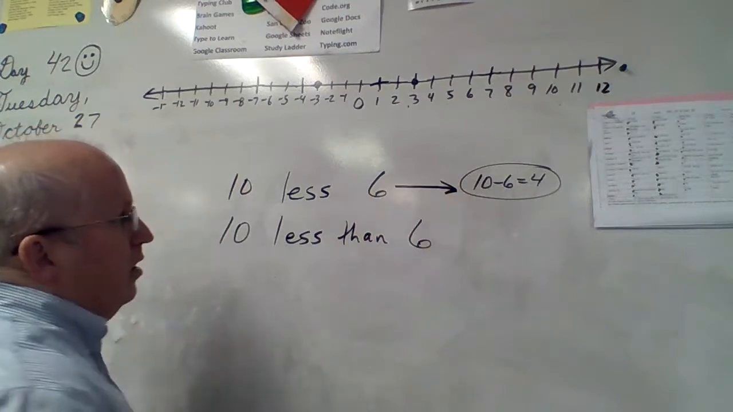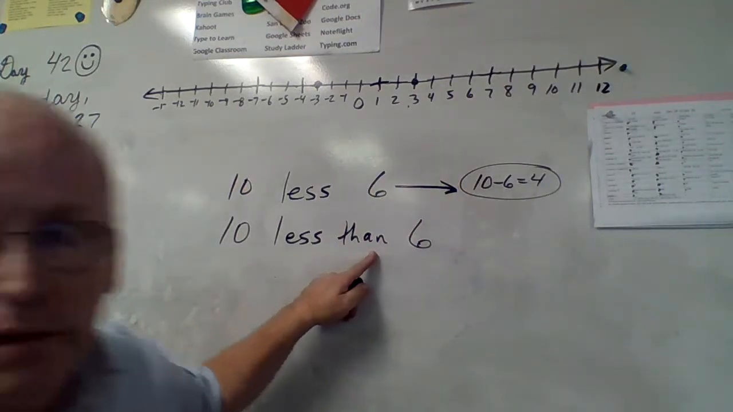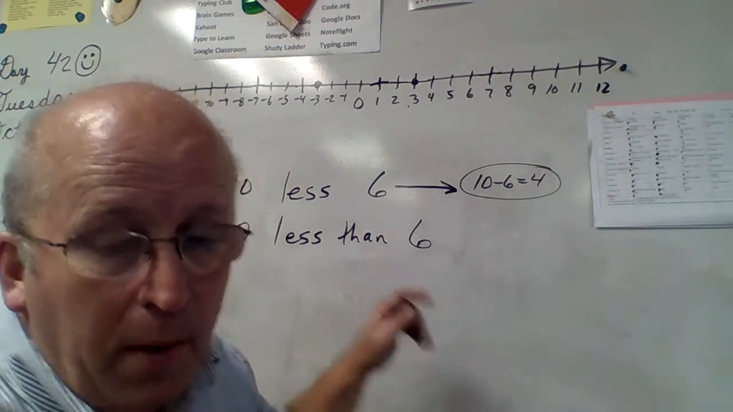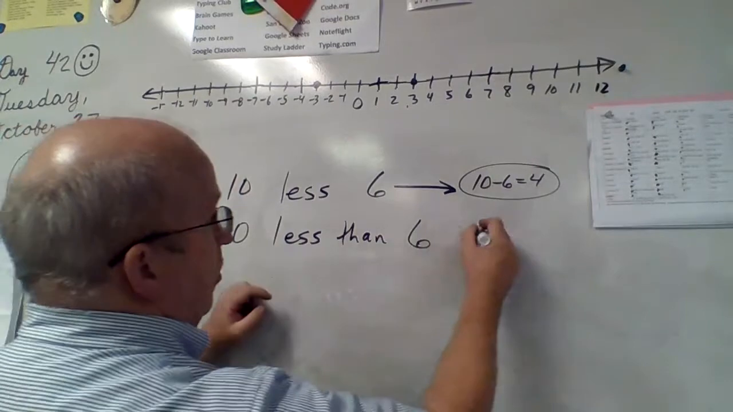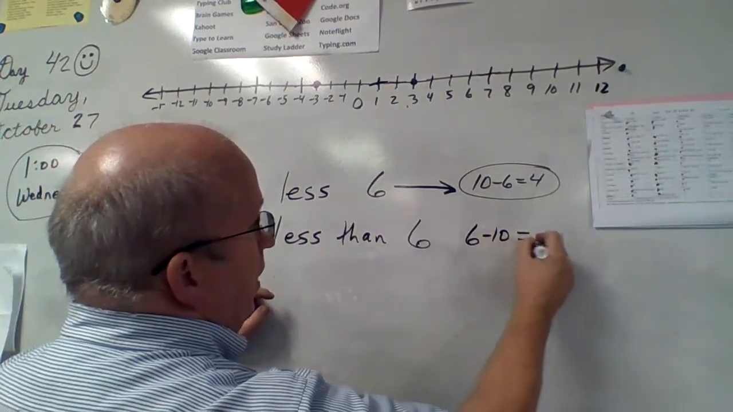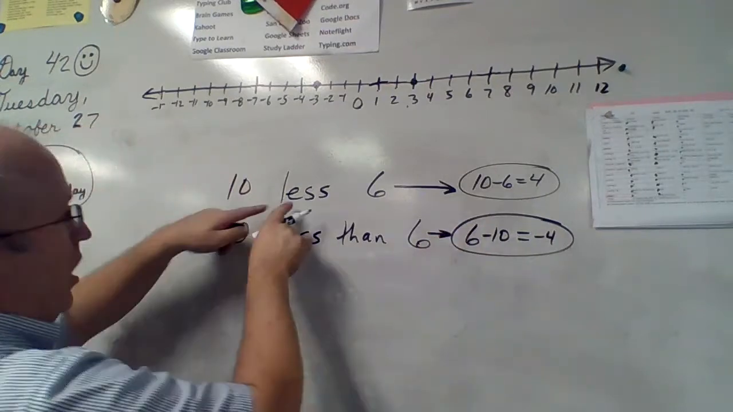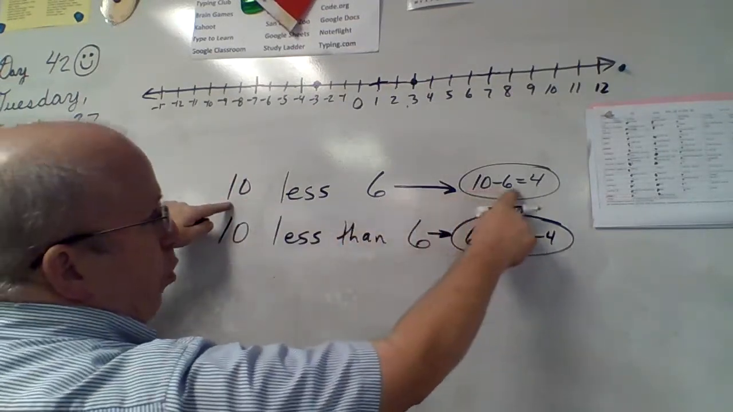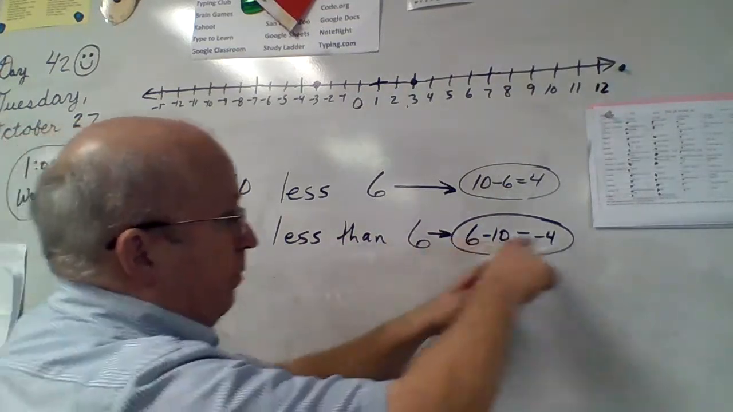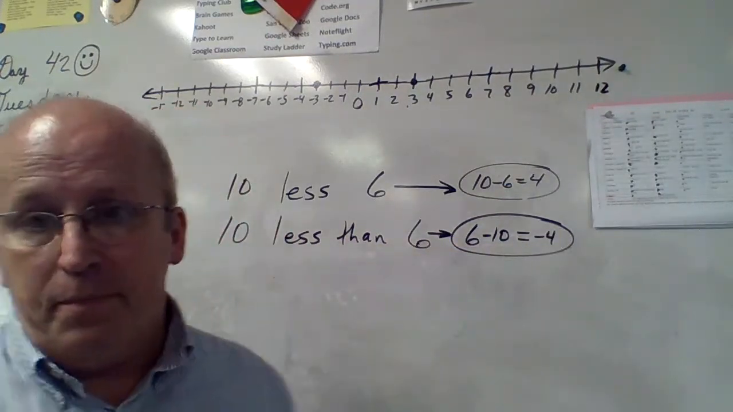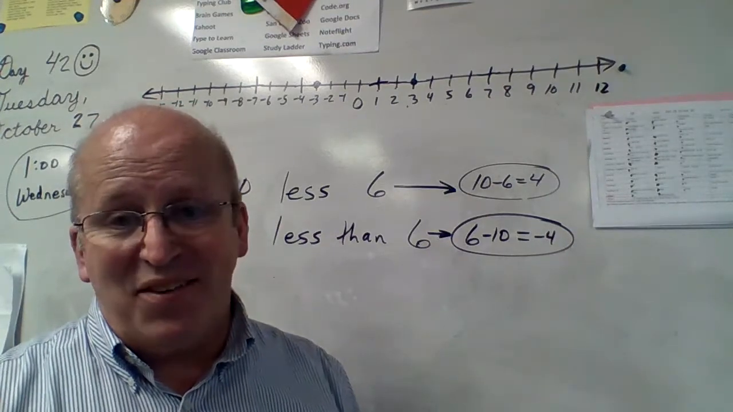Now, whenever you see less than, I know this is going to seem weird, but whenever you see less than, you have to flip the numbers, and it becomes this problem, and the answer is this. So less, you write the numbers in the normal order. Less than, you have to flip the numbers. Okay? Any questions? Because it's going to come up.